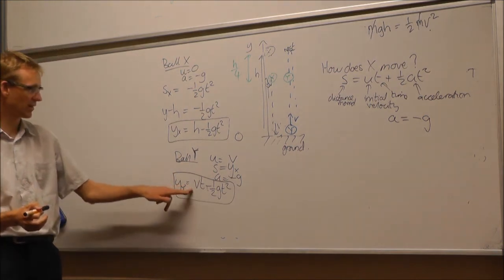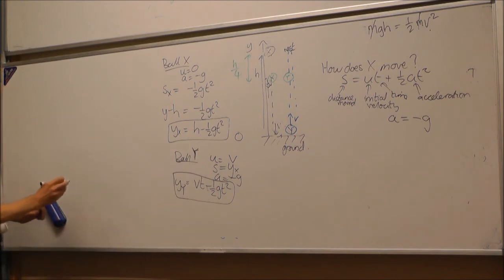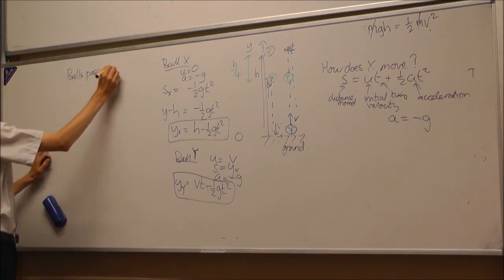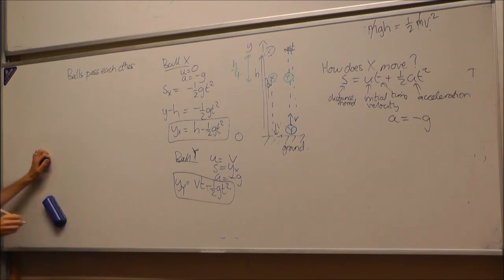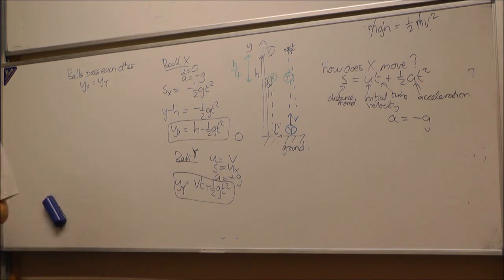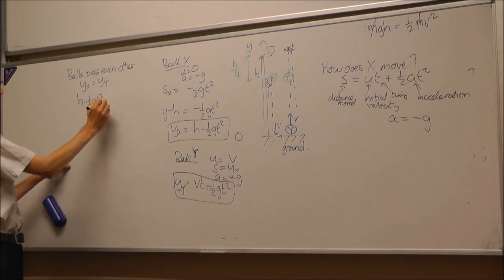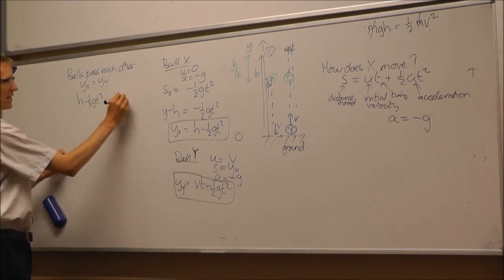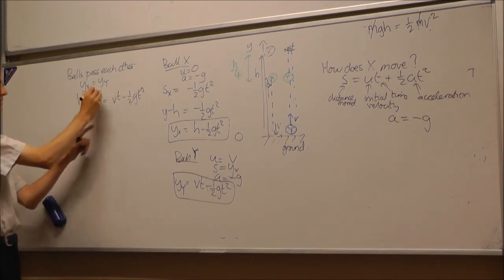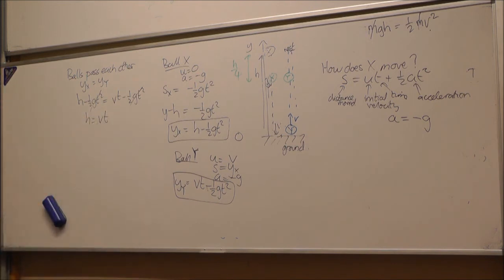So that's the other one. Now we're saying the balls are passing each other. I'm working the wrong way across the whiteboard. So obviously y of x equals y of y, and they pass each other. So h take half gt squared equals vt take half gt squared. These two terms are the same. Let's get rid of those. So h equals vt. Does that tell us anything useful?